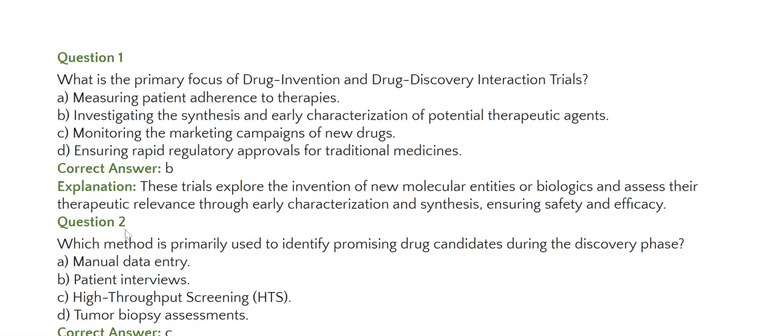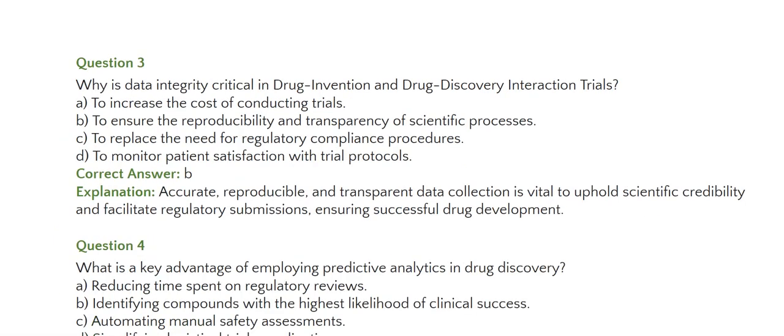ensuring safety and efficacy. Question 2: which method is primarily used to identify promising drug candidates during the discovery phase? Is it A, manual data entry, B, patient interviews, C, high throughput screening (HTS), or D, tumor biopsy assessments? The answer is C, HTS, high throughput screening. HTS enables rapid testing of thousands of compounds via automated assays, efficiently identifying viable candidates for further development.